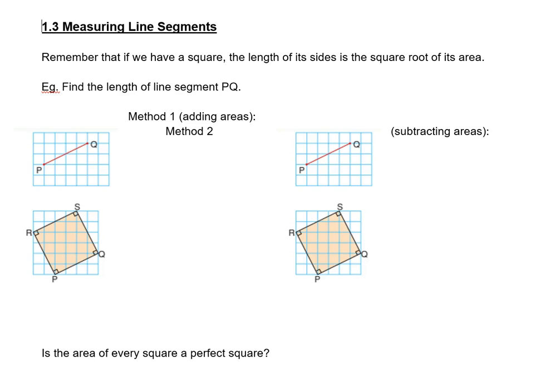We're going to use the idea of squares to measure a line segment. So remember, if we have a square, the length of its sides is the square root of its area. So here we have an example where we want to find the length of line segment PQ.